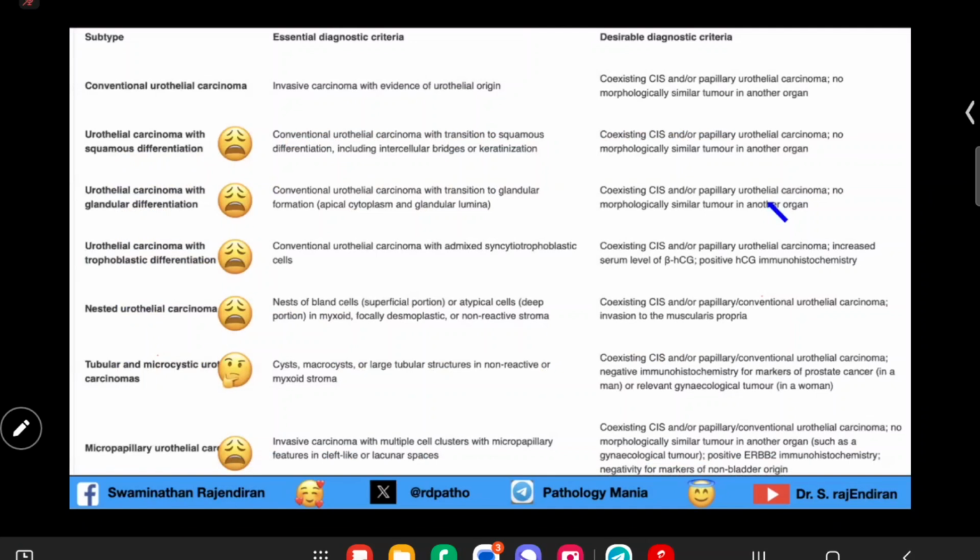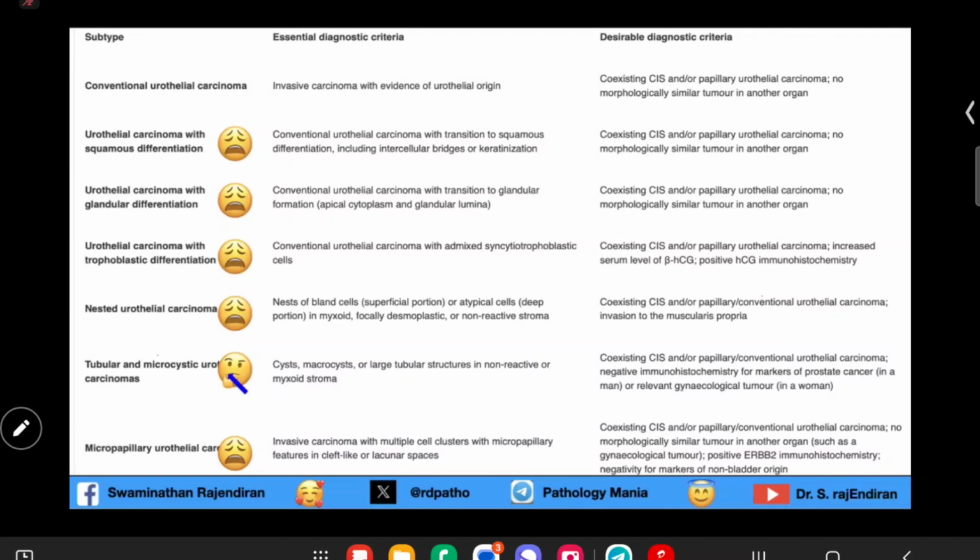Coming to the subtypes of urothelial carcinoma, it will be urothelial carcinoma with squamous differentiation. Please remember, this is not squamous cell carcinoma. There it is urothelial carcinoma with squamous differentiation, glandular differentiation, trophoblastic differentiation, nested urothelial carcinoma, tubular and microcystic urothelial carcinoma, and micropapillary urothelial carcinoma. Other than tubular and microcystic urothelial carcinoma, all are having very bad prognosis. We don't know exactly the prognosis of this tubular and microcystic urothelial carcinoma.